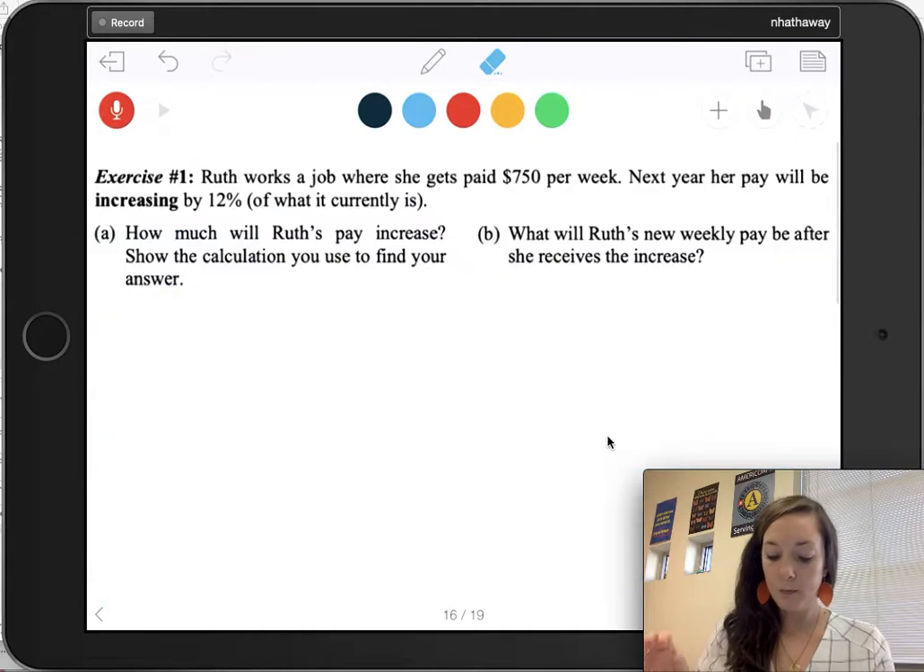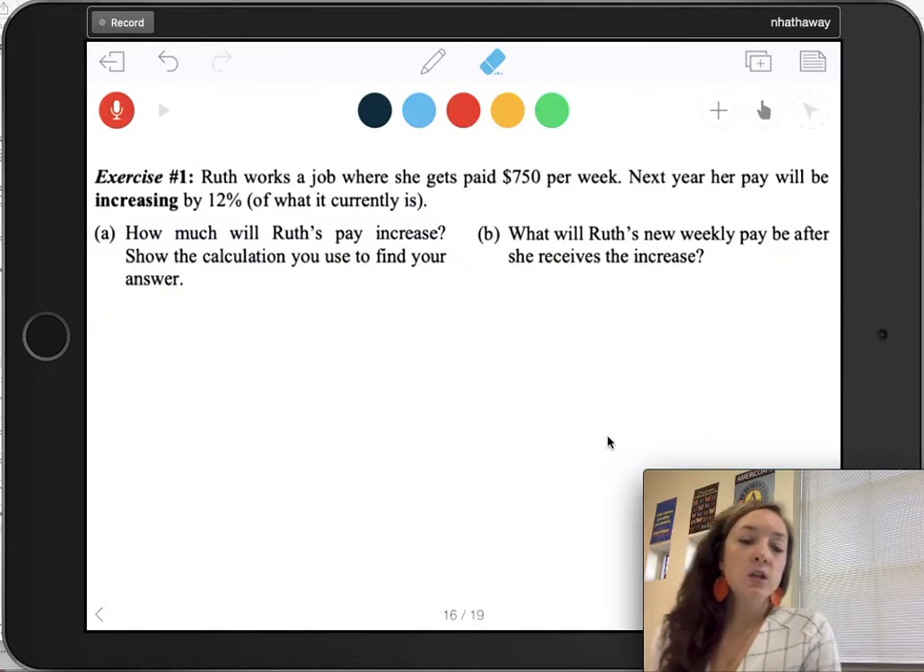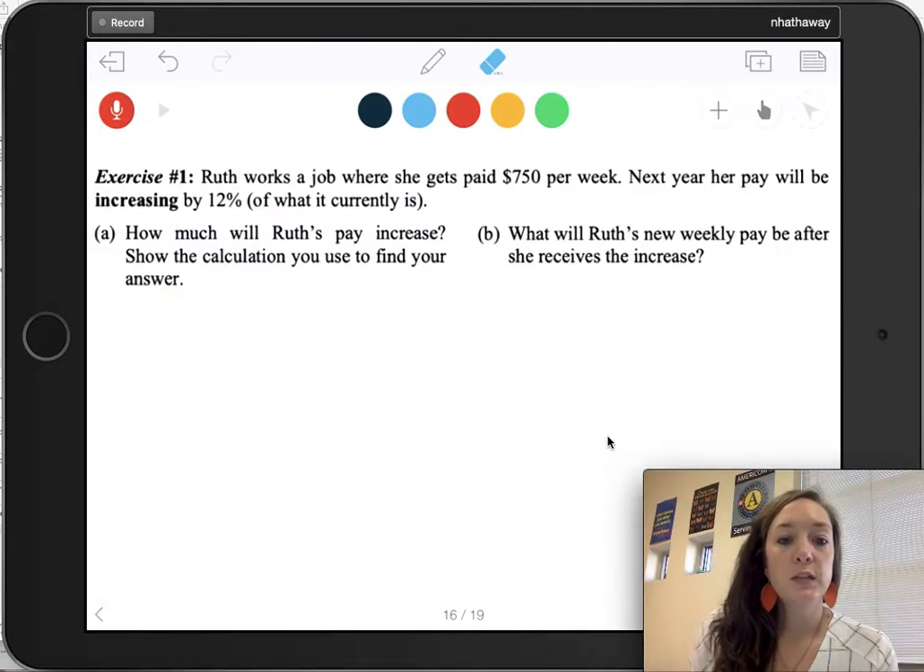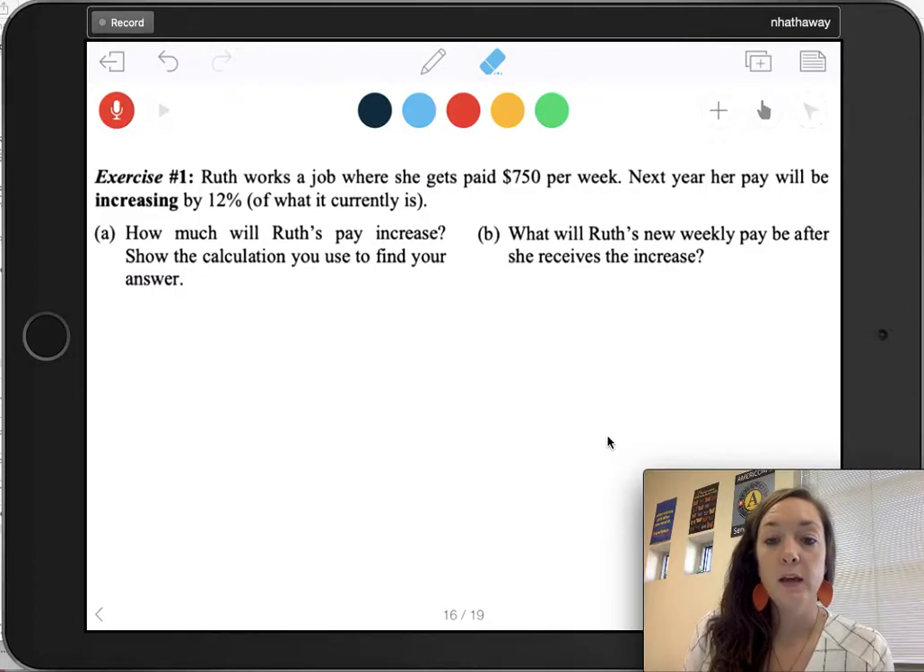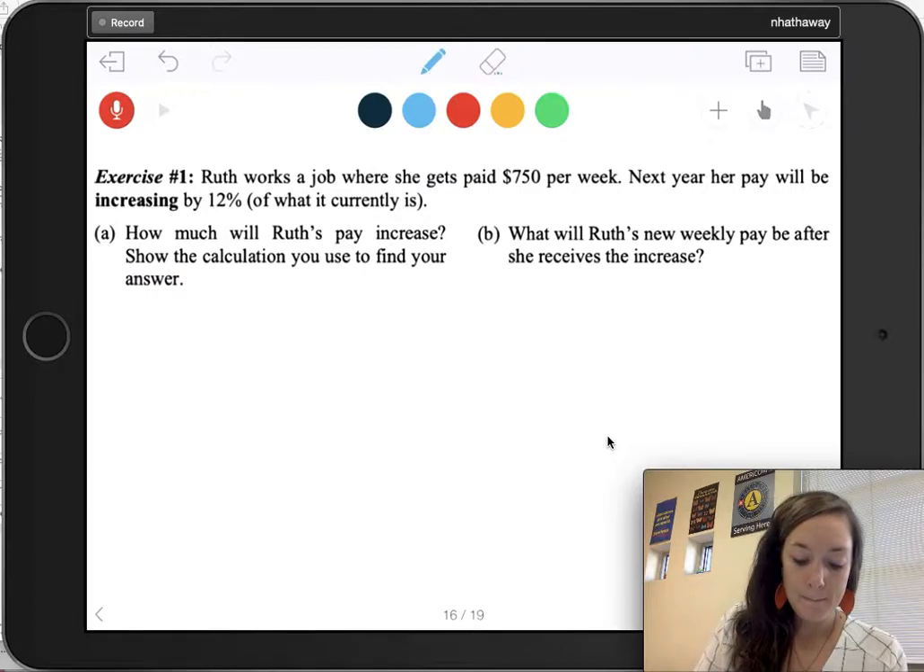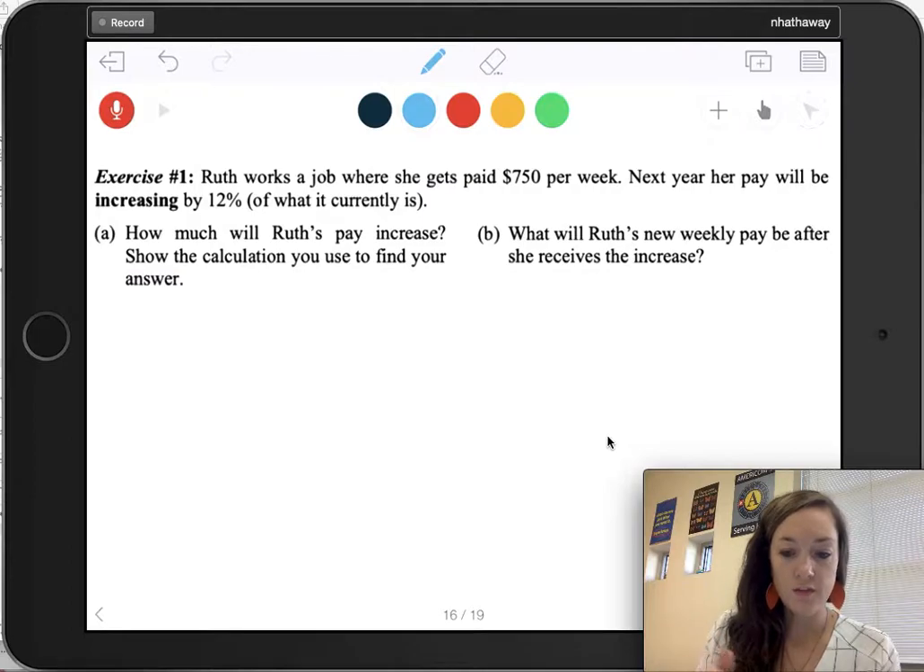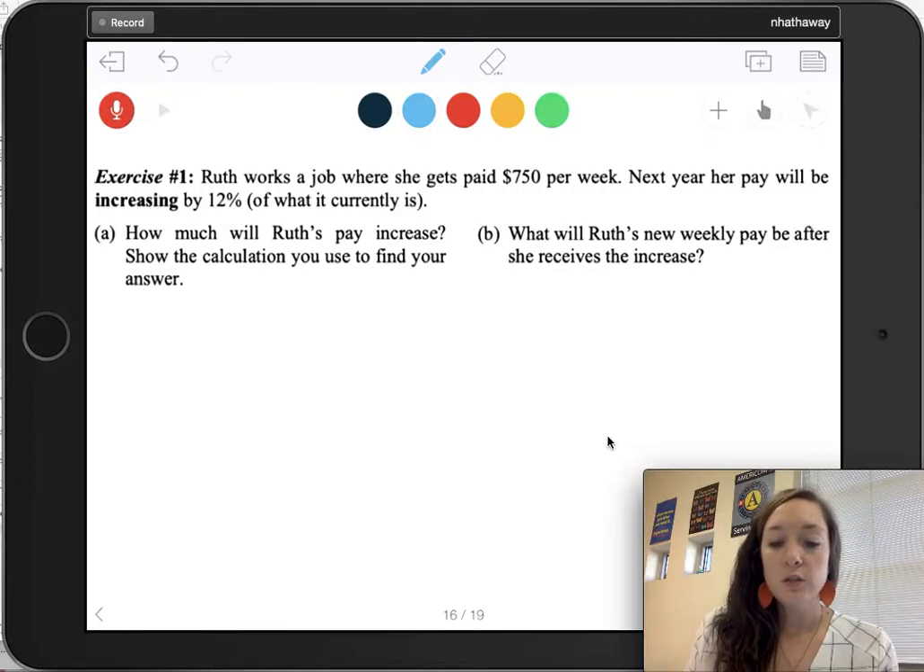So let's practice. This first one: Ruth works a job where she gets paid $750 per week. Next year, her pay will be increasing by 12% of what it currently is. So let's look at A. How much will Ruth's pay increase? Show the calculations to find your answer.